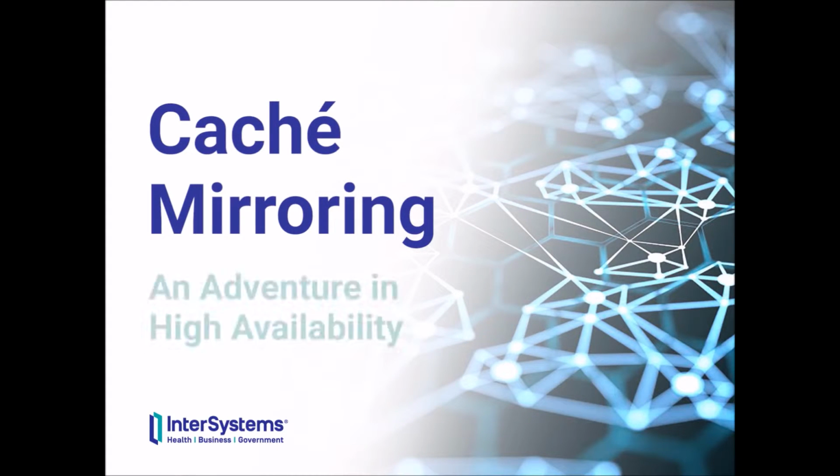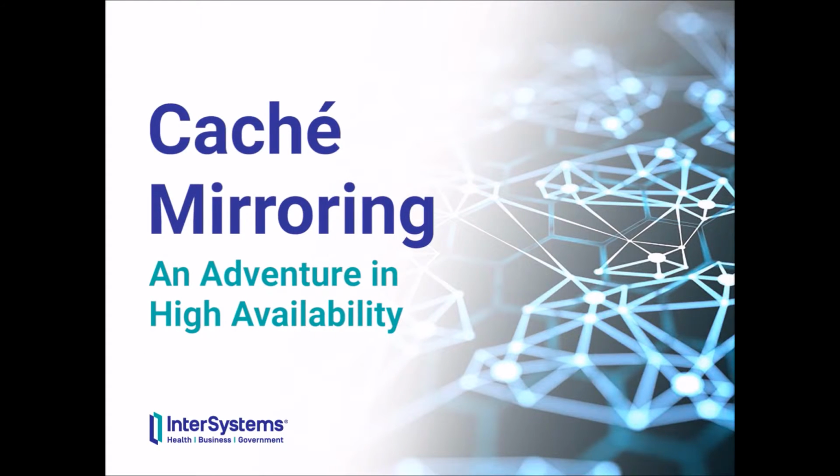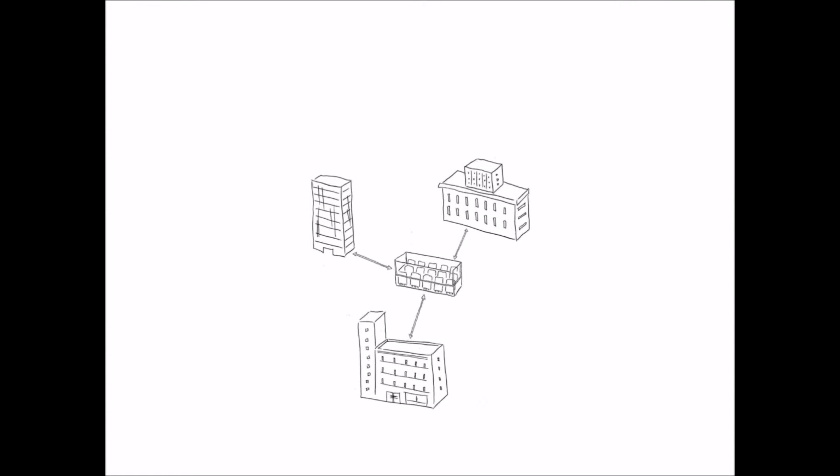Caché Mirroring, an adventure in high availability. Caché mirroring is a way of keeping your production databases up and running through both planned and not so planned downtime, or achieving high availability in geek speak. High availability means users and their applications have reliable, uninterrupted access to their data around the clock.